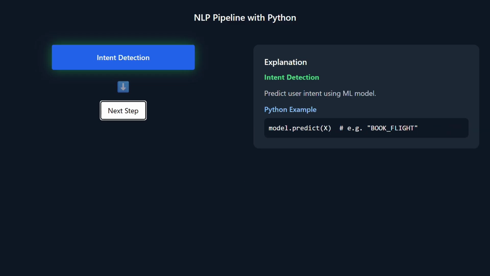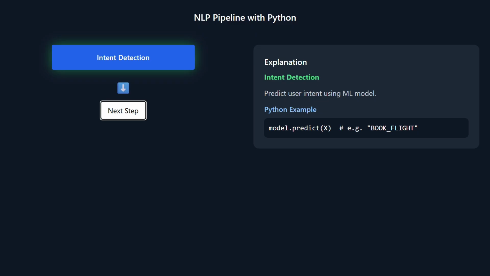And stage 6 is intent detection or classification. Now the chatbot asks itself, what does the user actually want? This is called intent classification. Intent simply means the user's goal. For example, book a flight to Mumbai tomorrow. Intent is book flight. Another example is what is the weather in Hyderabad. Intent is weather inquiry. Or cancel my order. So here the intent is order cancellation.